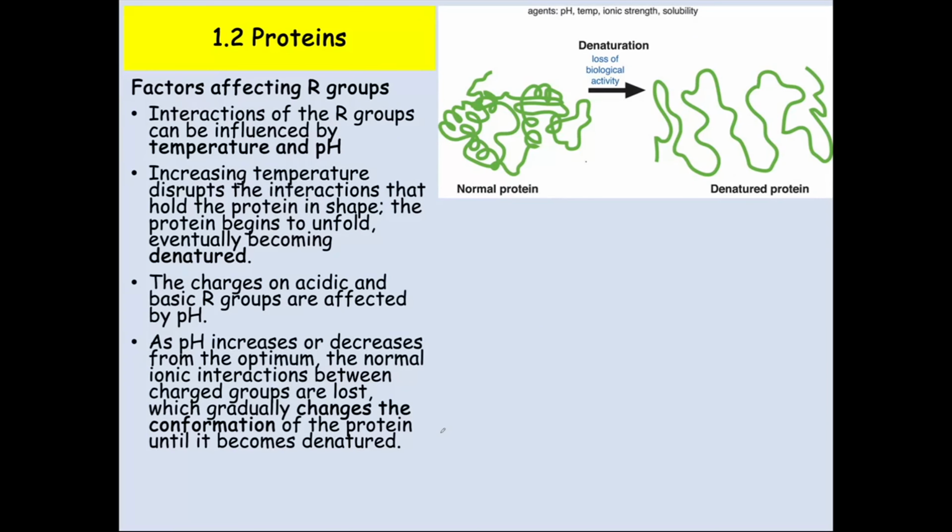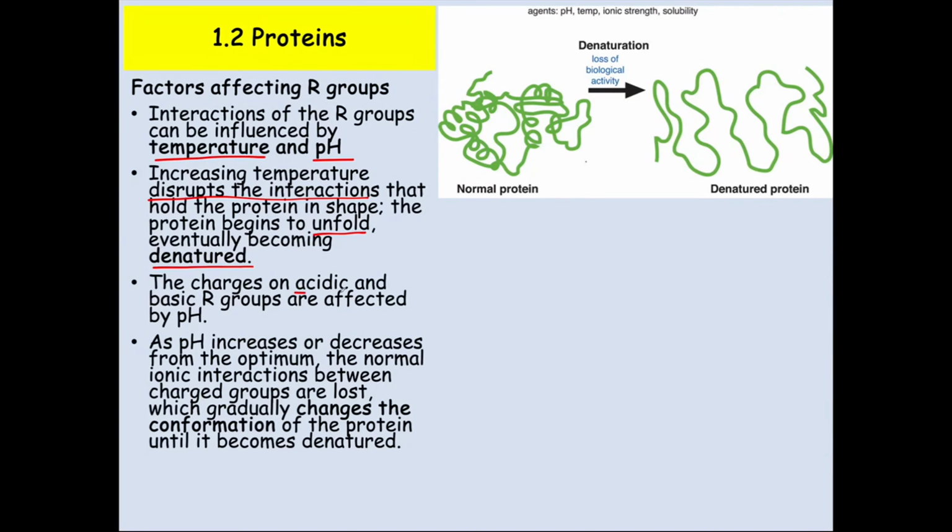Now, factors which affect the R groups within proteins. There are two main ones, and you're probably familiar with these from your previous study of proteins, and they are temperature and pH. If we increase the temperature, it's going to disrupt the interactions that hold the protein in shape. The protein will begin to unfold and eventually become denatured. And we know from our previous study that denatured means the protein loses its shape. That's how it happens. We disrupt the interactions and it begins to unfold.